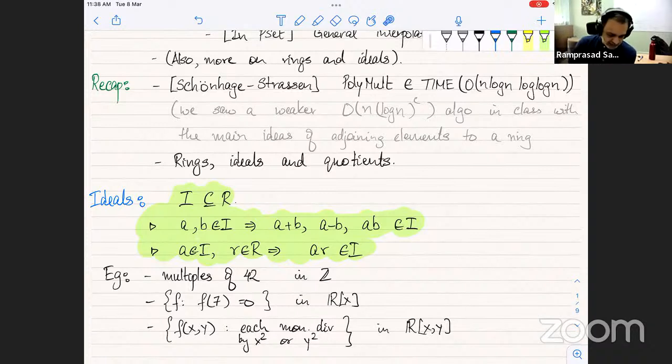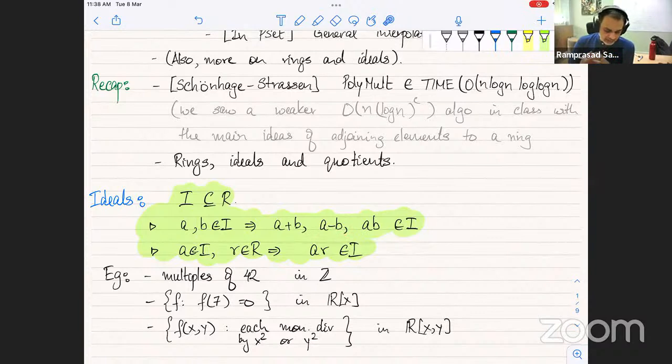So what is an ideal? An ideal is a subset of your ring R that satisfies the following two properties. Firstly, it is closed under your usual ring operations, which is whenever you have two elements A and B that belong to your ideal, then their sum, their difference, and their product all happen to fall in the ideal as well. Which in particular also means that 0 must be in the ideal, because A minus A must be in the ideal.